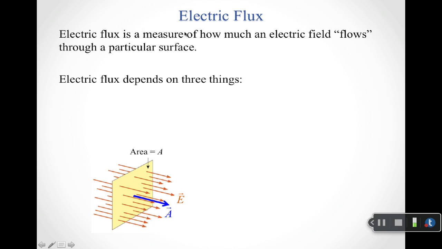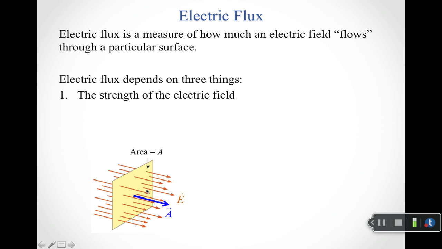So electric flux is a measure of how much an electric field flows through a particular surface. Another way that we'll talk about this is how much your electric field lines pierce your surface. That's what the electric flux is trying to tell you. And again, it depends on three things. You'll notice here's some simple area. I've got an electric field in orange.